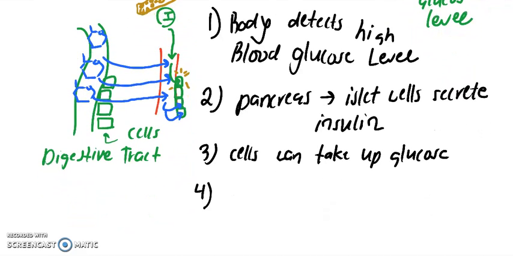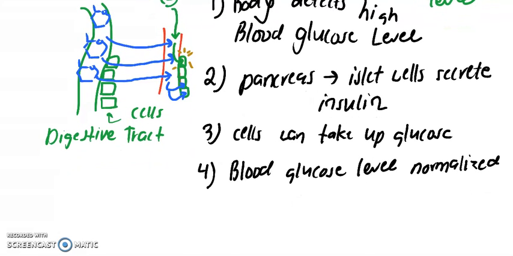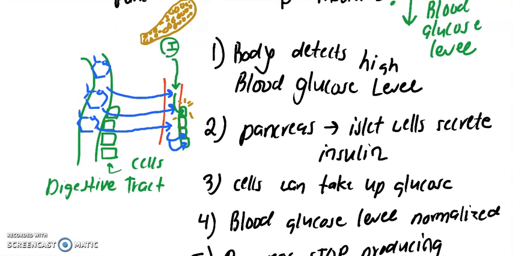So step four, the blood glucose level is normalized. And now your tissues have glucose and they can use it to do respiration, the beginnings of respiration. So step five, the pancreas will stop producing insulin in a normal, healthy individual, hopefully.